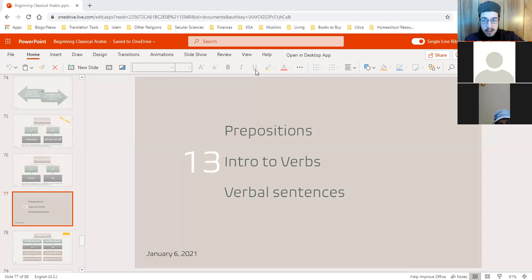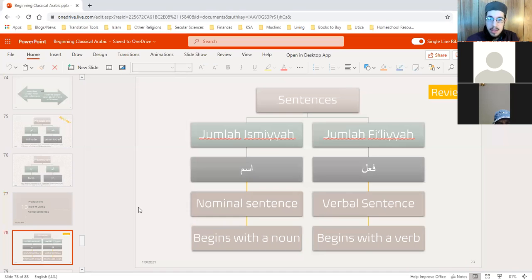We had first learned to use prepositions as part of the khabar, as part of the predicate in a jumla ismiya, which was a sentence that began with an ism, technically called a nominal sentence. So we began with al-kitabu ala al-maktabi. The book is on the desk. And so on and so forth, okay?